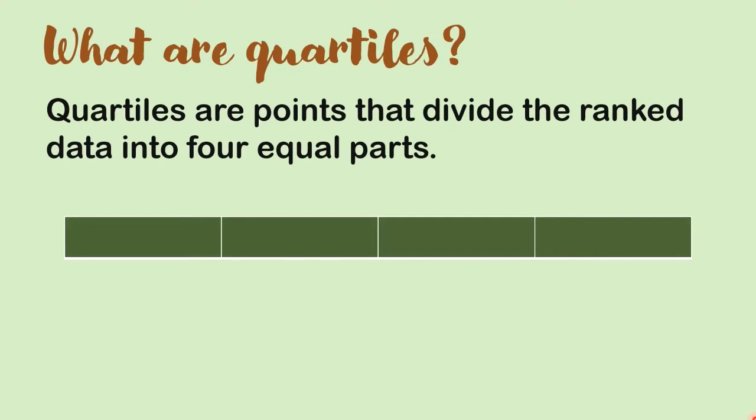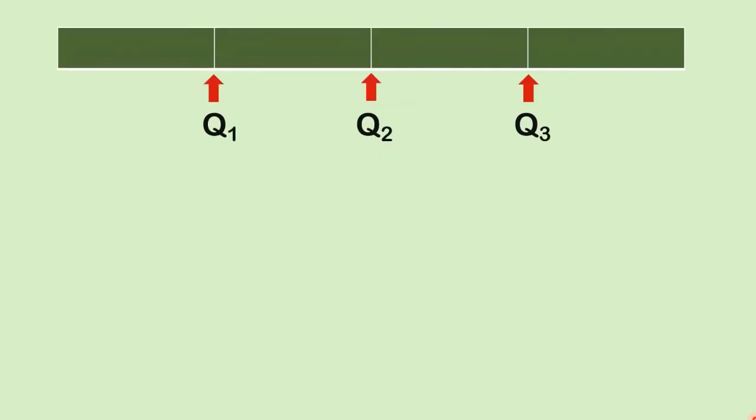So where are the quartiles? Let me show you. As you can see, we have 3 quartiles here, and we name these quartiles as Q1, Q2, and Q3. Let's discuss further. What do we mean by Q sub 1, Q sub 2, and Q sub 3?